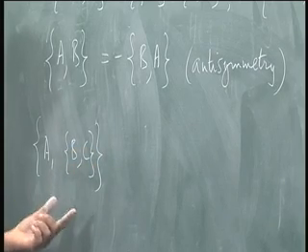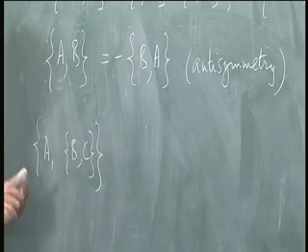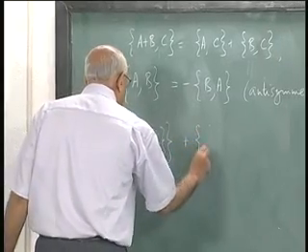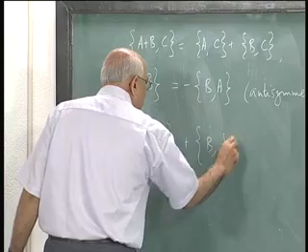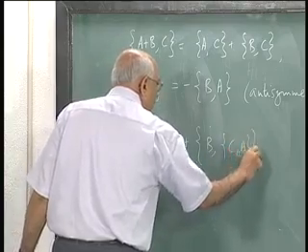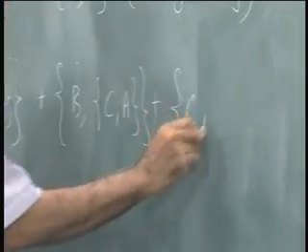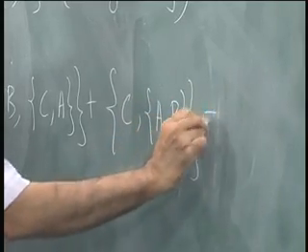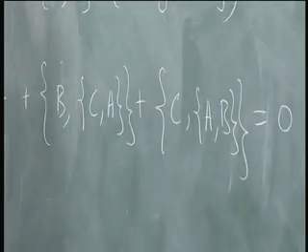First take the Poisson bracket of B with C, which is some function, and take the Poisson bracket of that with another function A, and do this in cyclic order. So {{B, C}, A} plus {{C, A}, B}, and the answer turns out to be 0 identically.